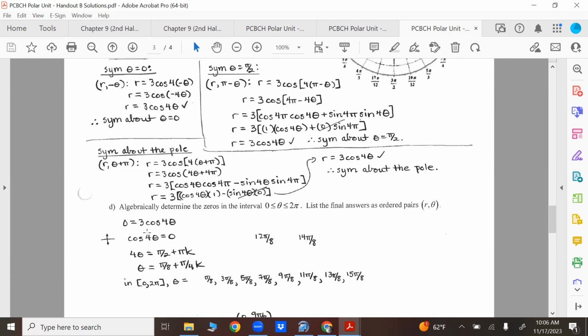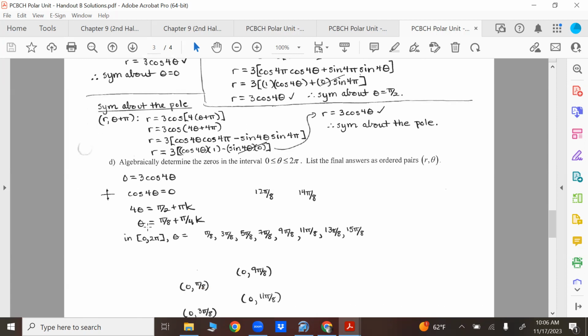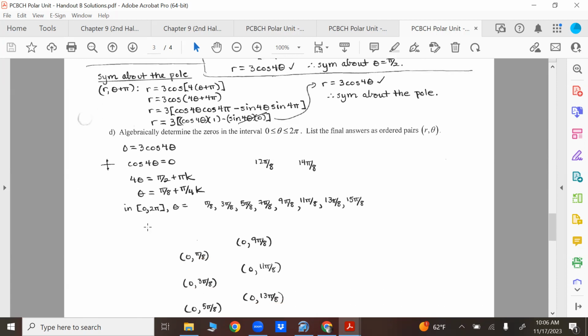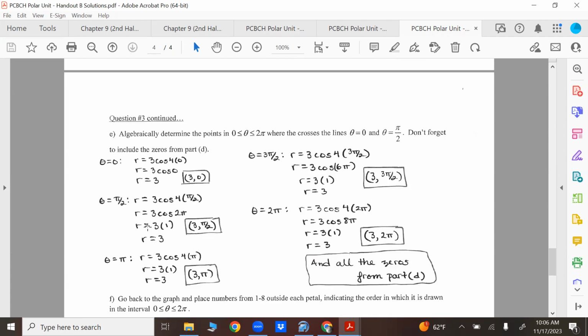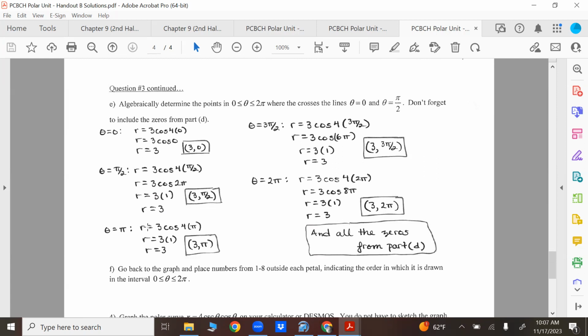We also got here, determine the zeros: plug in 0 for r, solve for theta. This actually happens every pi over 8, 3 pi over 8, 5 pi over 8, separated by pi over 4. Then use algebra to determine the points. Again, don't do more than 0 and pi over 2. Do 3 pi over 2, 2 pi and pi.